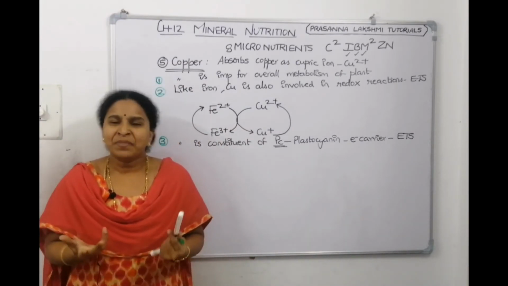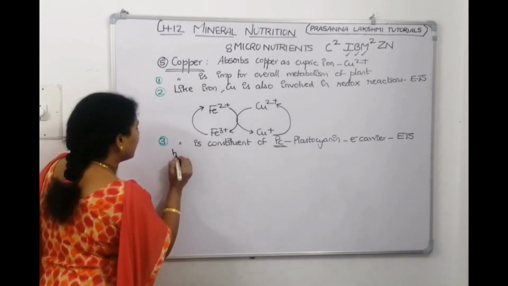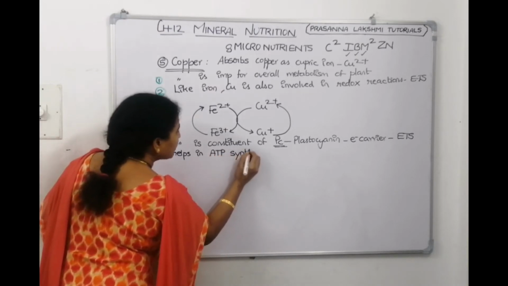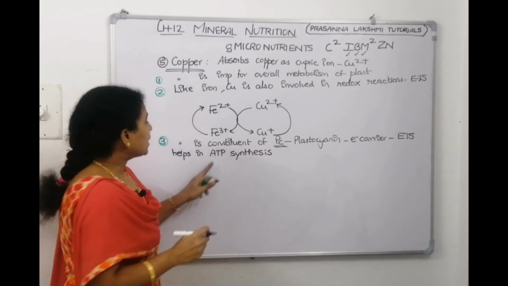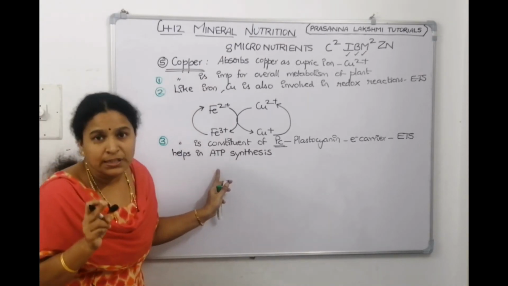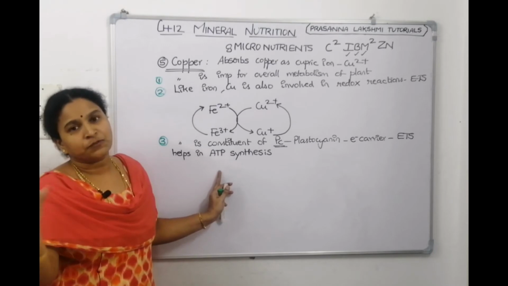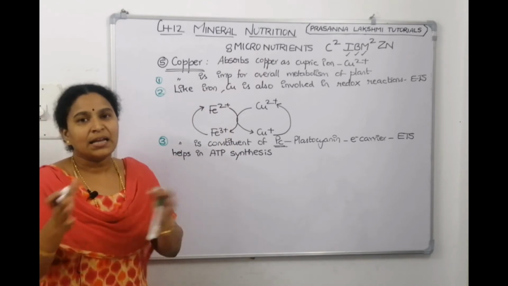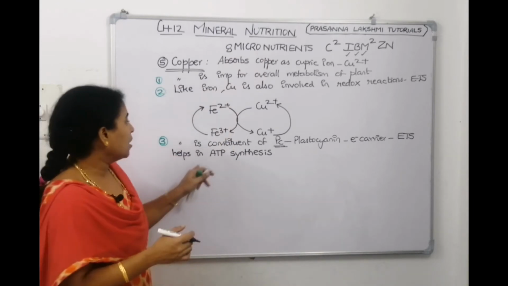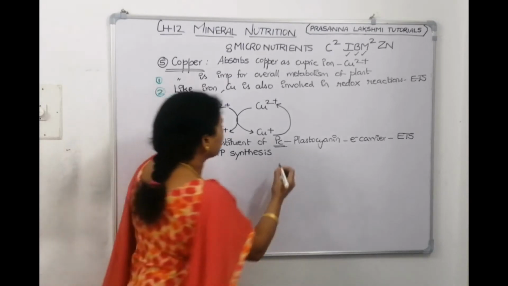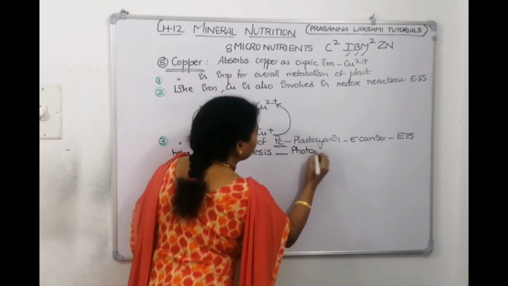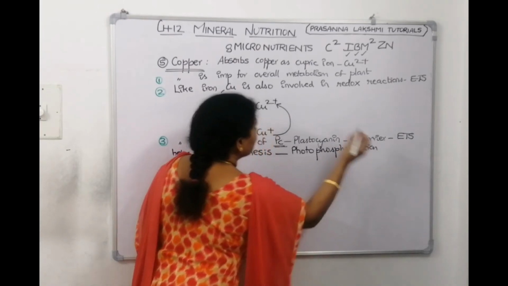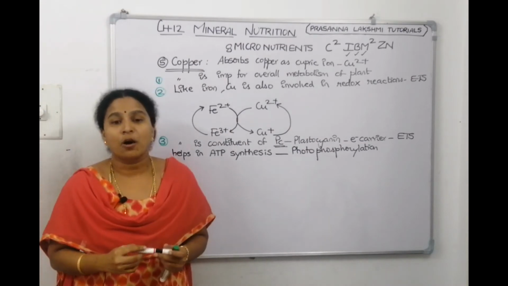Copper being a component of plastocyanin, which is an electron carrier, helps in the electron transport system, helps in photophosphorylation, helps in ATP synthesis, right? What is ATP? Currency of the cell. Synthesizing ATP in photosynthesis is called photophosphorylation. Amma, adding phosphate is phosphorylation. Using sunlight, adding phosphate, photophosphorylation. ATP synthesis in photosynthesis. What is it called? Photophosphorylation. Got it, children? So we discussed the third function of copper also.